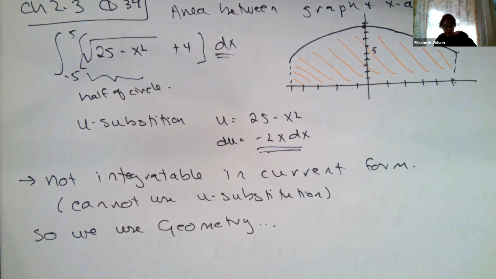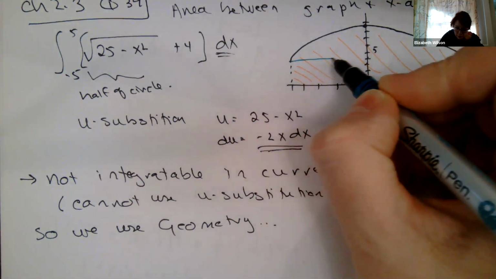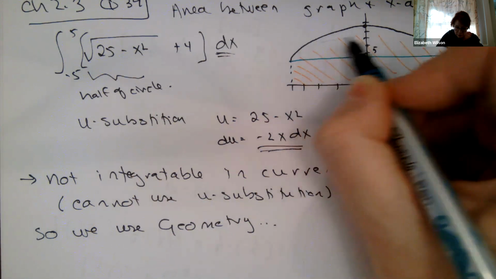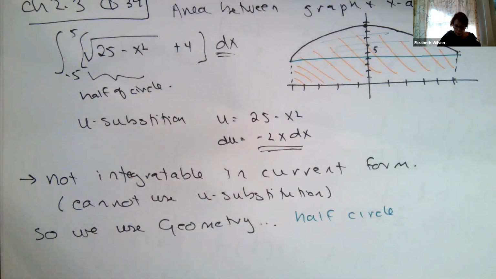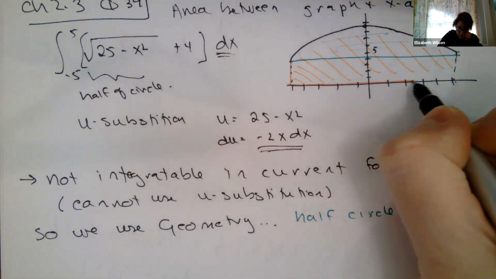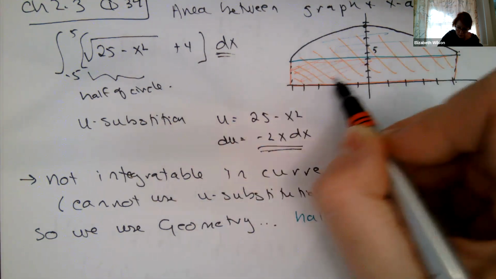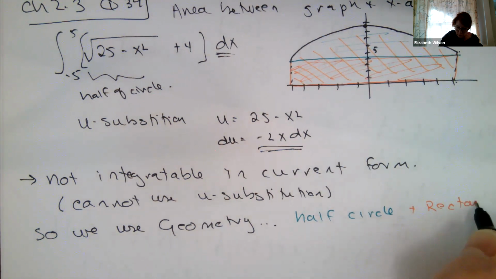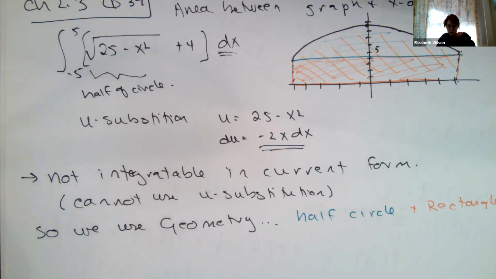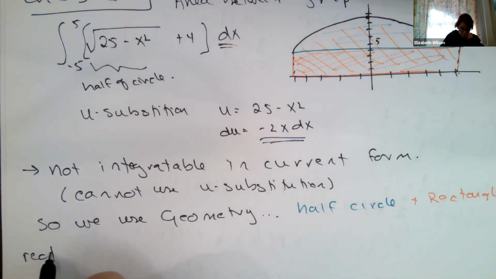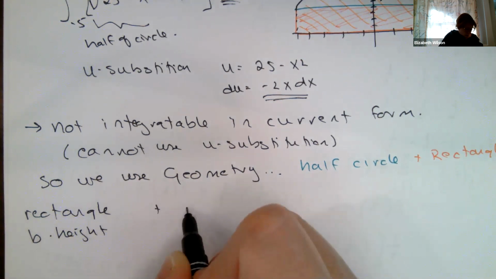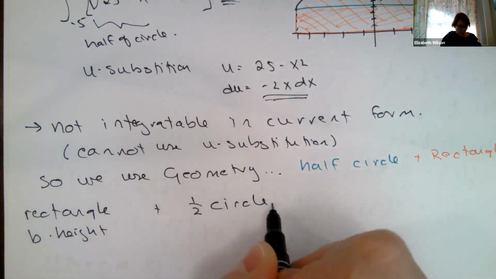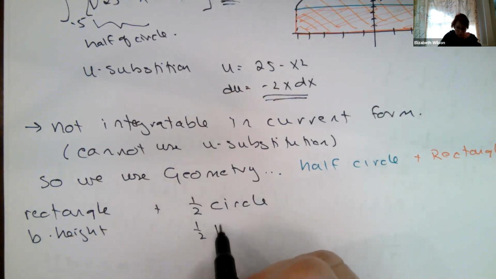And the geometry that we use breaks up like this. So I've got a half of a circle, right? There's a half circle. And then I have a rectangle. Okay, so we're just basically going to be adding up the areas, like half circle, like the area of a circle divided by 2, and then the area of a rectangle. So rectangle is base times height plus 1/2 times a circle.